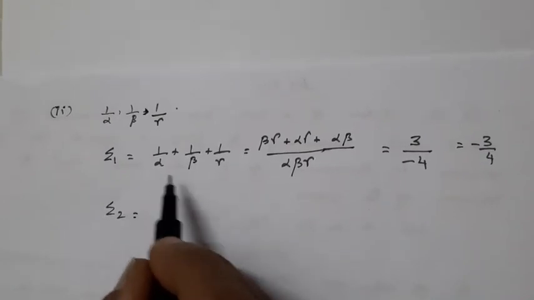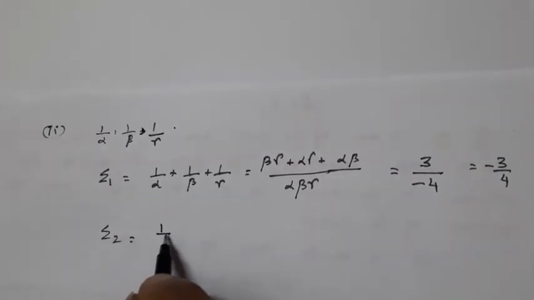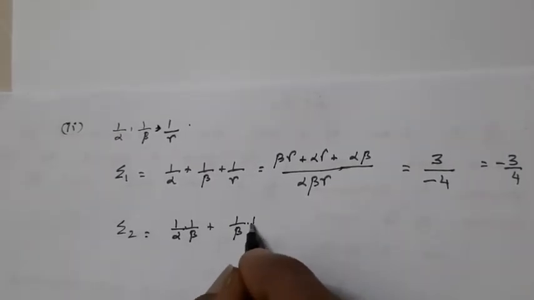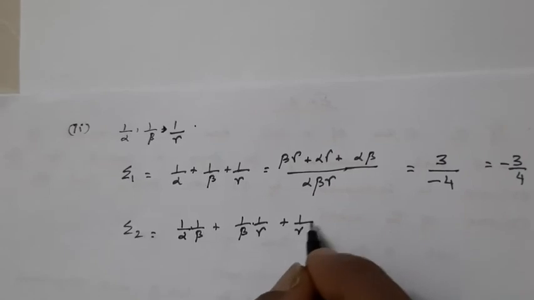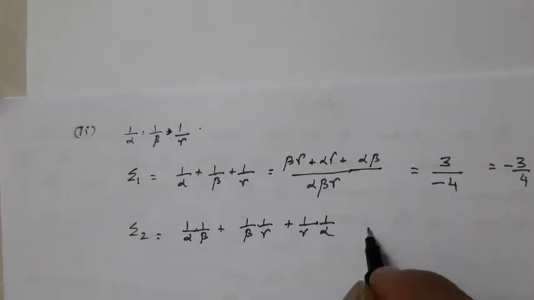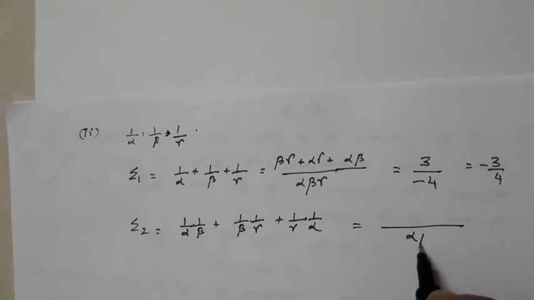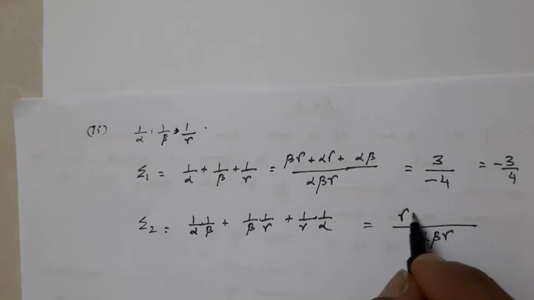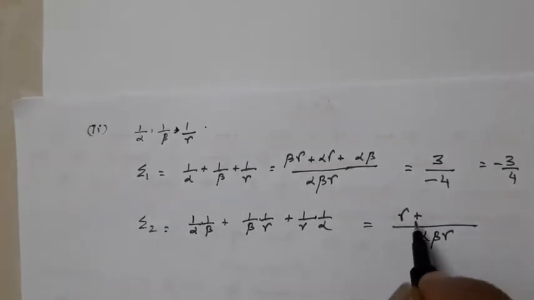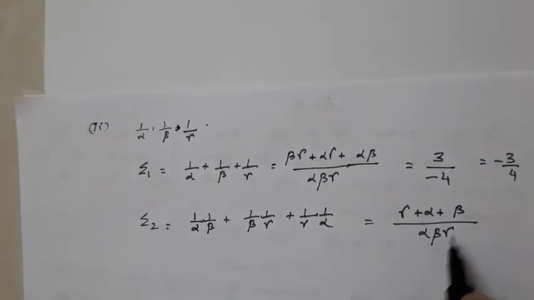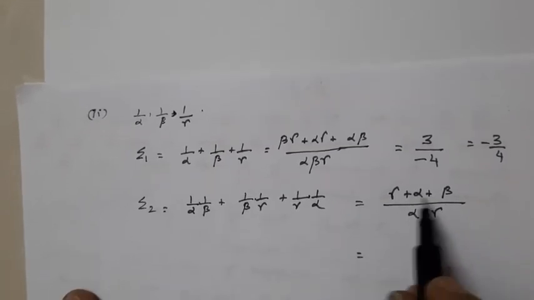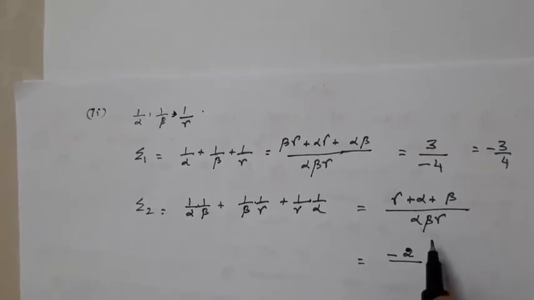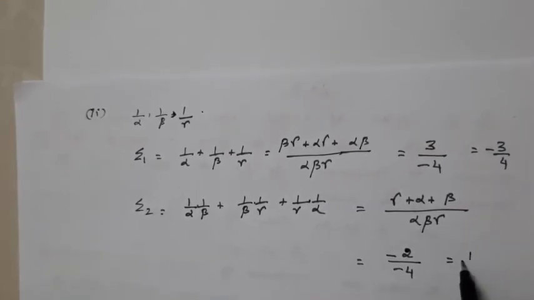it is nothing but the sum of the products of the roots taken 2 at a time. So, 1 by alpha into 1 by beta plus 1 by beta into 1 by gamma plus 1 by gamma into 1 by alpha, okay. So here also let us take the LCM alpha, beta and gamma. So here to get this LCM, gamma is to be multiplied, and here alpha is to be multiplied. So the numerator is alpha plus beta plus gamma and its value is minus 2. And the value of alpha beta gamma is minus 4, that is equal to 1 by 2.